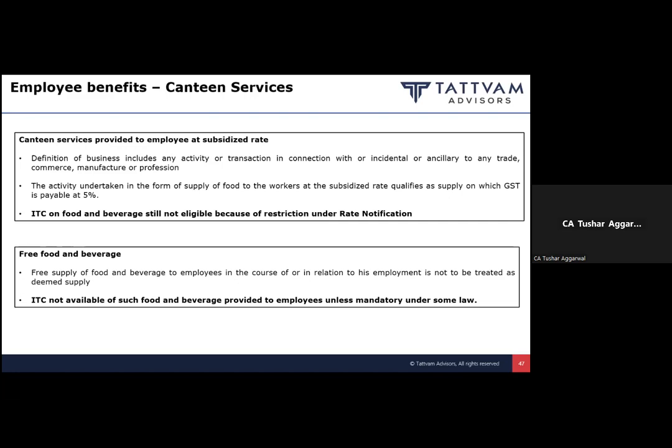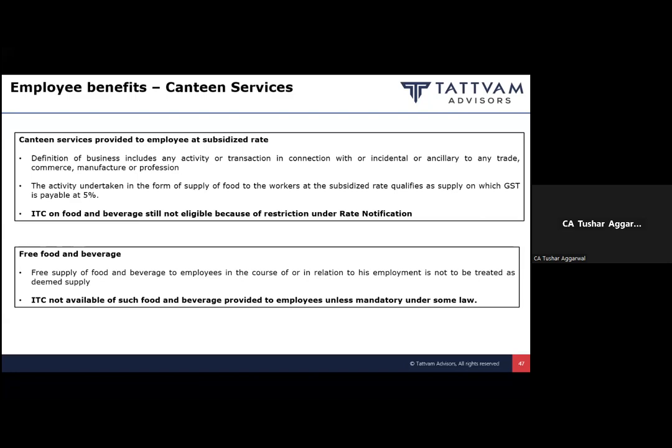And if you pay the tax at 5%, then no ITC becomes eligible, because there is a specific restriction under the 5% scheme. So when I am maintaining a canteen, I am recovering an amount from the employee. The first issue will arise whether this recovery will result in a GST implication. There are a few advance rulings which say that no GST will be applicable on recovery from employees, but there are other rulings also which say that GST will be applicable.